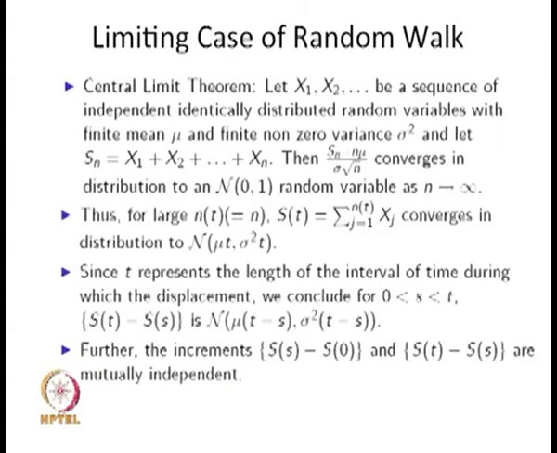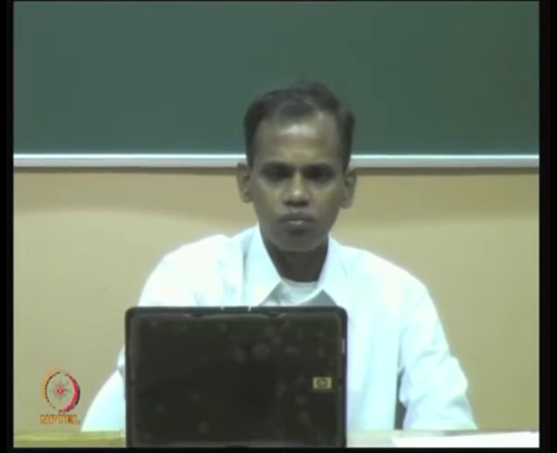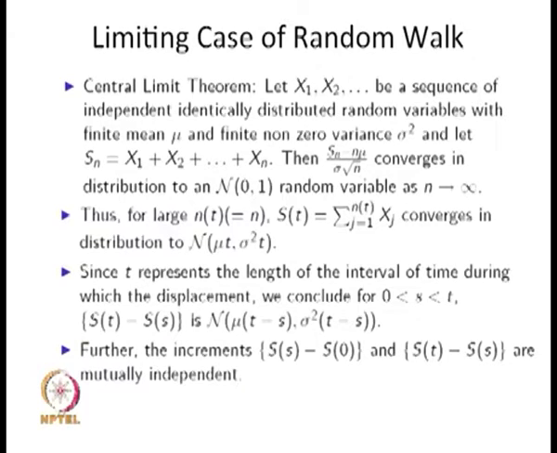Since t represents the length of the interval of time during which there is the displacement, therefore instead of S of t you can go for S of t minus S of s. That will converge to the normal distribution with mean mu times t minus s and variance sigma square times t minus s, where s is less than t.